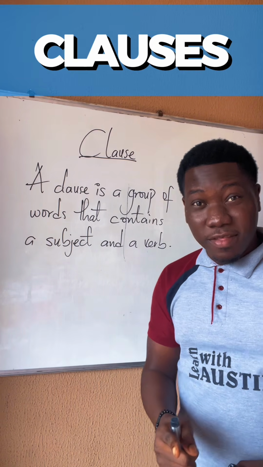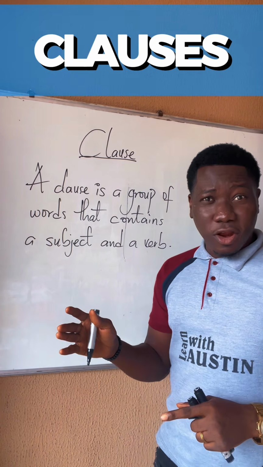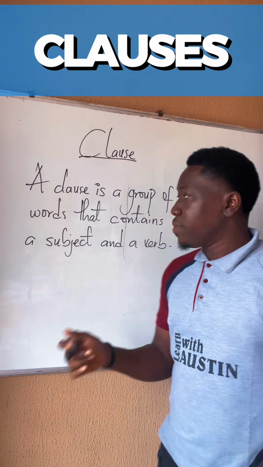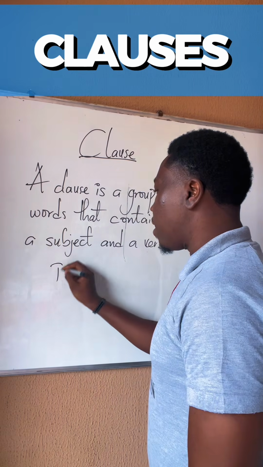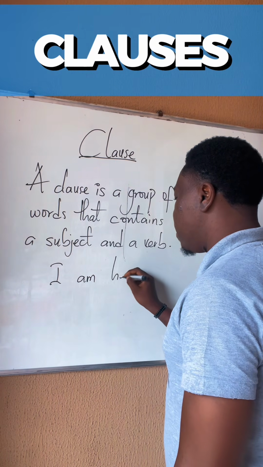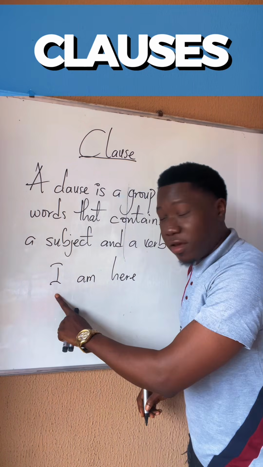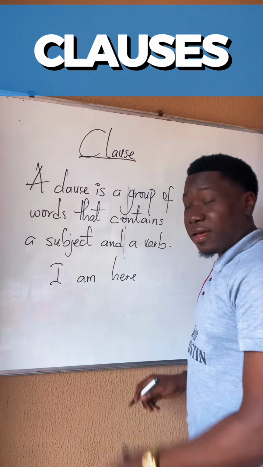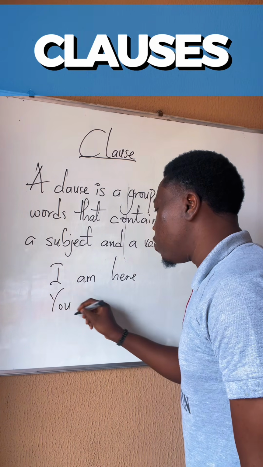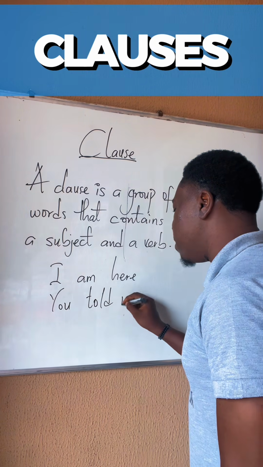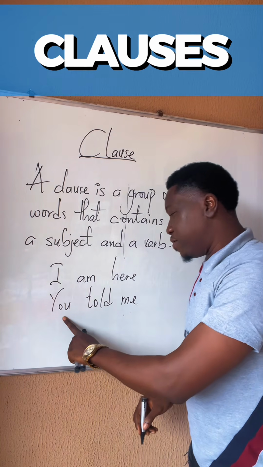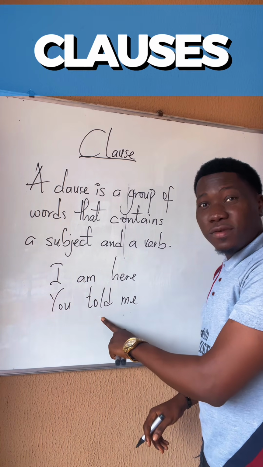If it has no subject and no finite verb, it's not a clause. It's probably a phrase. Examples of clauses. I am here. I, the subject, am, a verb. You told me. You, a subject, you did the telling. You told, verb, me.